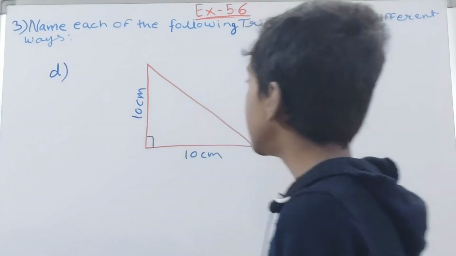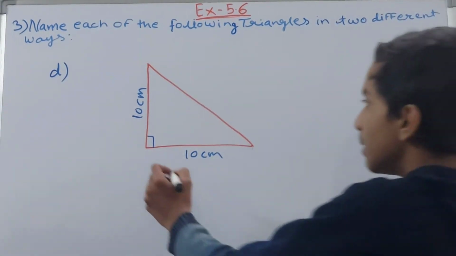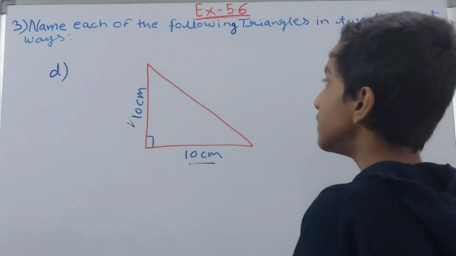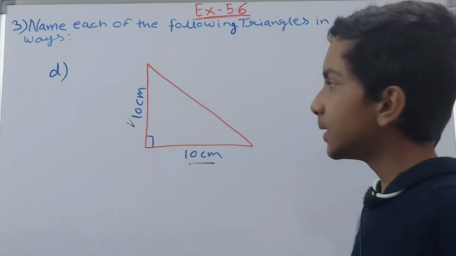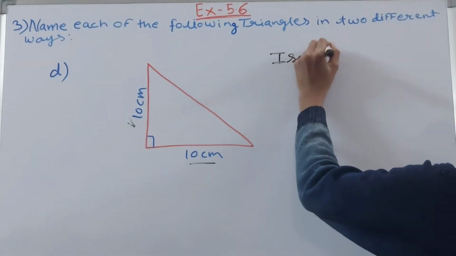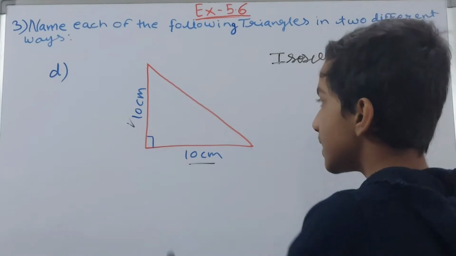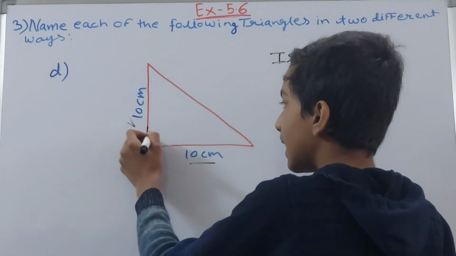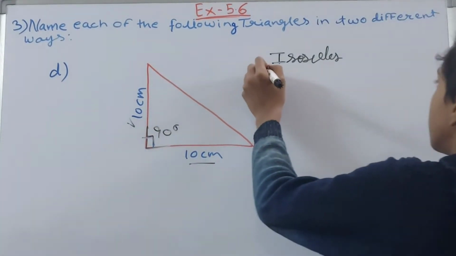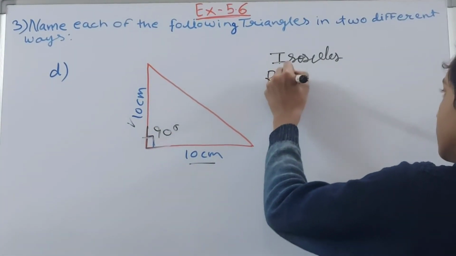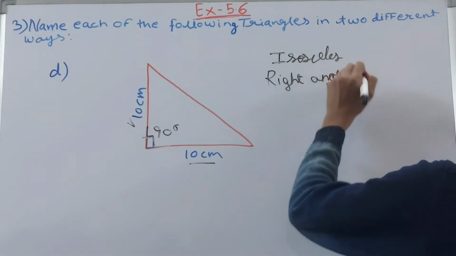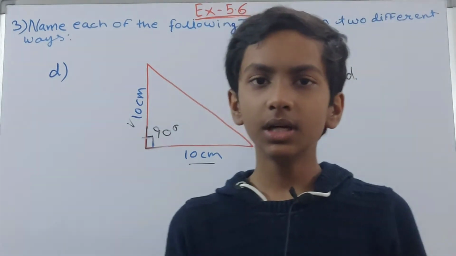Next part we have is this one. Now in this, if you see, the measure of two sides again is given as 10 centimeters. You can see both of them measure 10 centimeters. Two sides are equal. That is an isosceles triangle. And you can see this angle here, this is forming an L, and it is clearly visible, it's a 90-degree angle. So it is also a right angled triangle. Okay, let us move on to the next part.